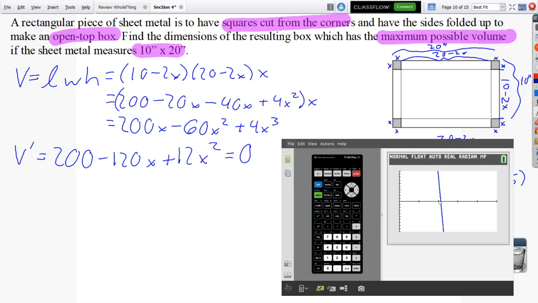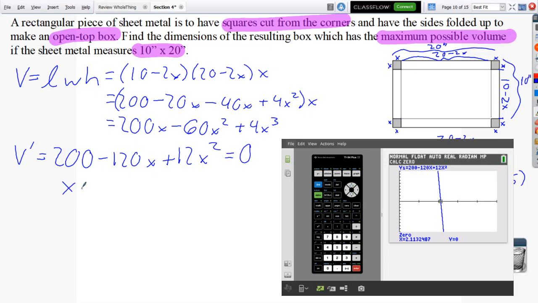To find that 0, go to second calc, 0, left bound. I just want to make sure that it's to the left of that point. There we go. I'm keeping my eye on my y values right here, because I know that when I'm to the left of x, this y value has to be positive, and when it's to the right, it has to be negative. I'm just reading the graph to see that. Then guess, it looks like 2.113. 2.113 is my answer.